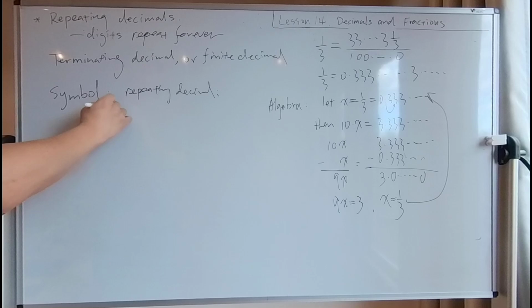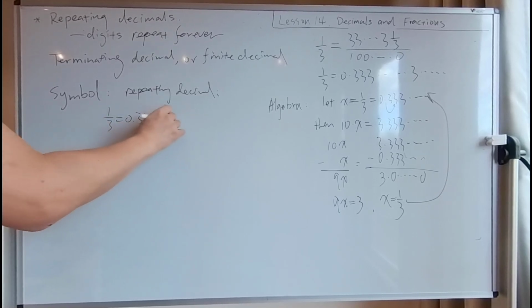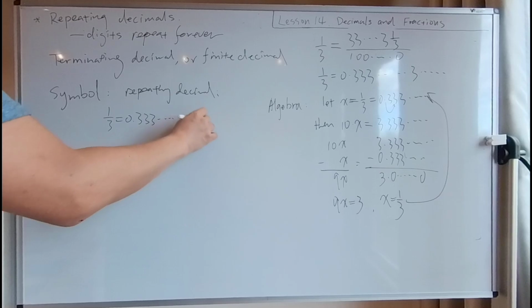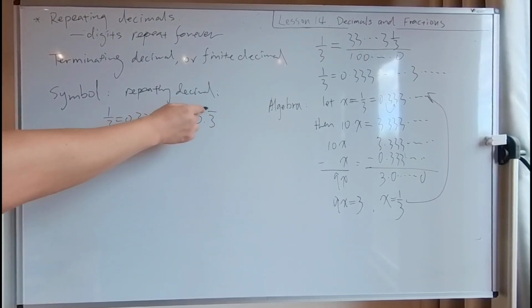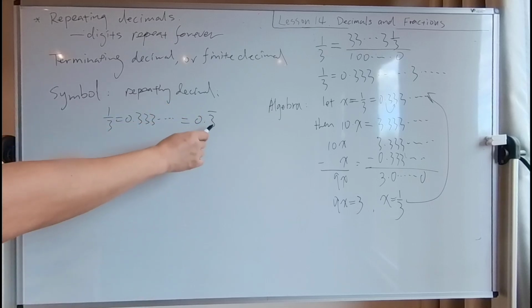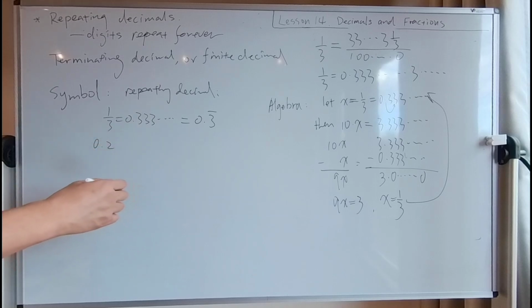That is, for example, 1 over 3 is 0.33 with infinitely many 3s, and we can write a bar on top of the 3. This artificial symbol indicates that the digit 3 will be repeating forever. If you see later on, this bar can be on any number that is repeating and doesn't have to cover all the numbers.